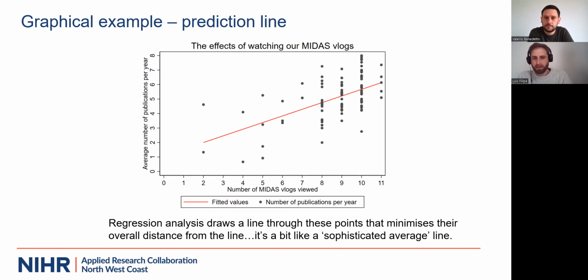So this is the relation between the number of MIDAS vlogs watched and the average number of publications per year, which you can see is increasing. What does that mean? That the more vlogs you watch, our vlogs, of course, the more you are going to publish on average per year. So, of course, the conclusion is that you should watch more and more of our vlogs.